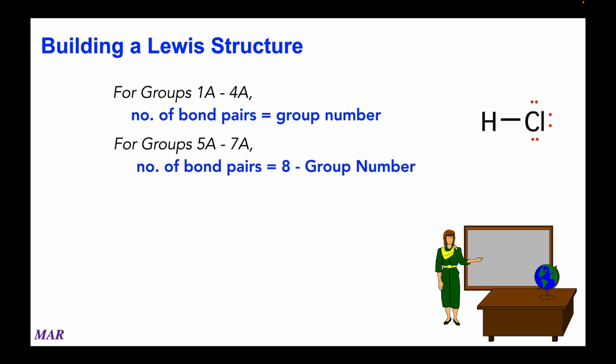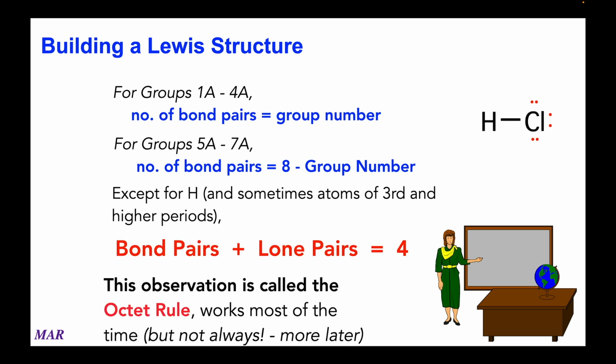And that's a pretty good rule overall. We're going to see there's some exceptions, but if you have to make a guess, that's a pretty good place to start. Except for hydrogen and a couple other things we'll talk about later, generally speaking, bonding pairs plus lone pairs will equal 4. So if you look at chlorine, chlorine has 3 lone pairs and 1 bonding pair. 3 plus 1 equals 4. Now, each of those pairs is 2 electrons, so 4 times 2 is 8. They call this the octet rule, and an octet rule usually results in a stable configuration of that particular atom.